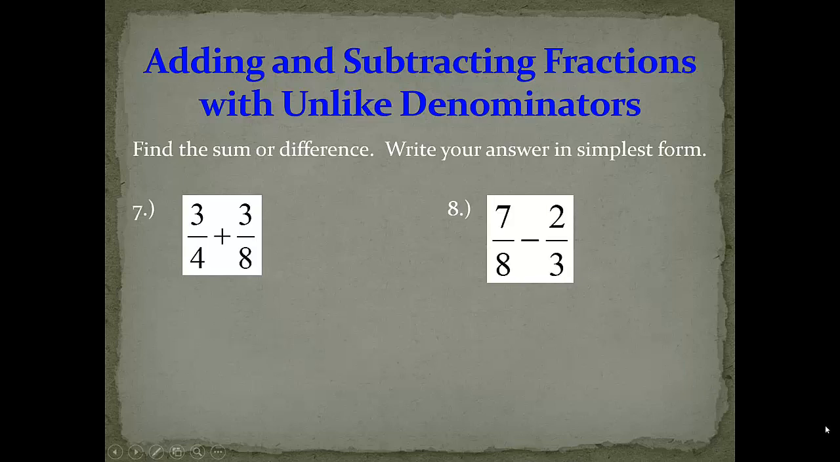Now we have 2 additional problems for adding and subtracting fractions with unlike denominators. So for number 7, we have 3/4 plus 3/8. So we need to look at our denominators. We have a 4 and an 8. Since they're different, we need to come up with the least common denominator, which is the least common multiple. So the least common multiple of 4 and 8 would be 8.